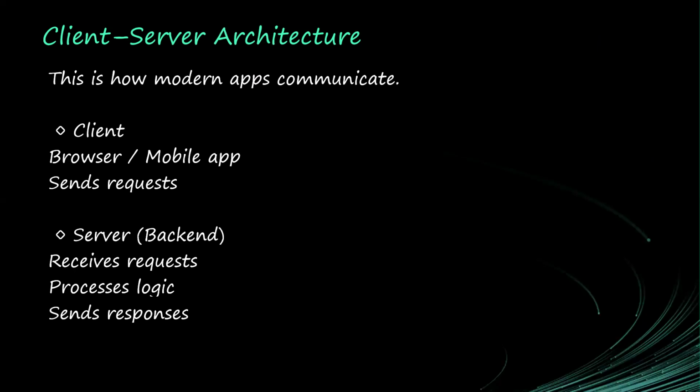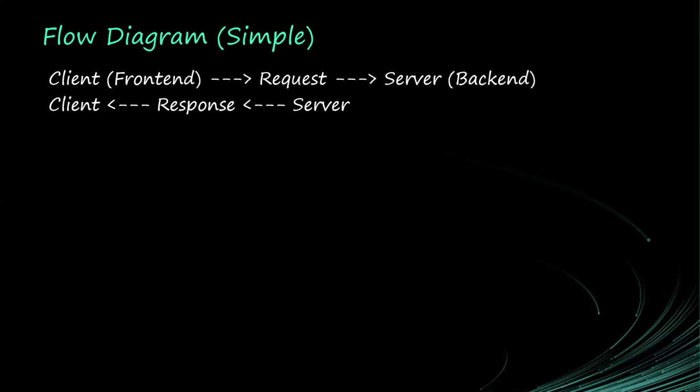So the client is saying, oh, I need something. Server, do you have it? Server will check, and respond. Oh, I have it. Look at it. Or, oh, I don't have it. Okay. So this is the flow diagram. The client, which is the front end, sends a request to the back end. The back end, which is the server, sends a response back to the client. All right, so it's a two-way thing.